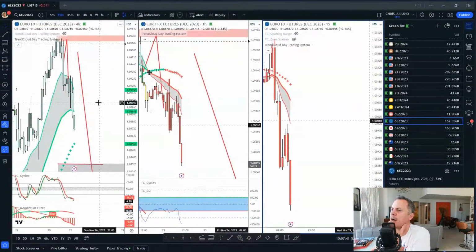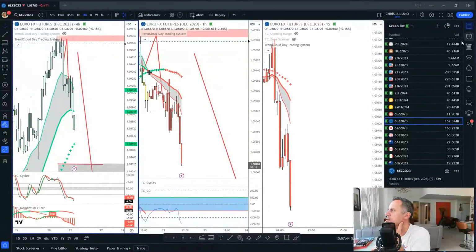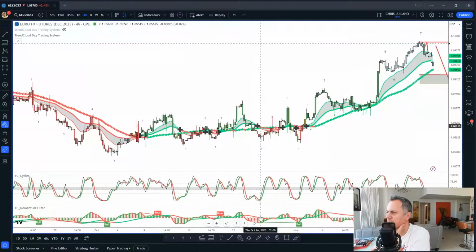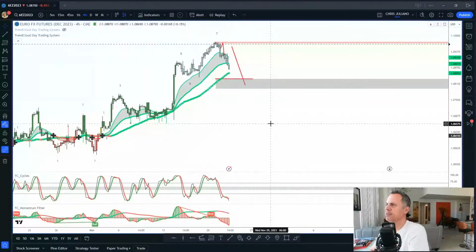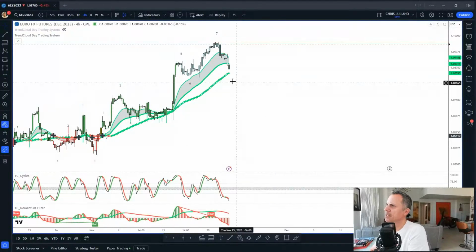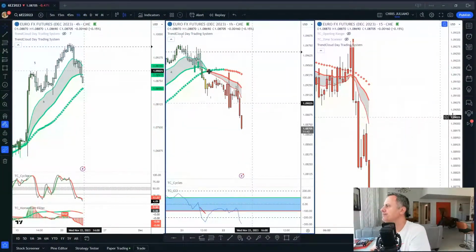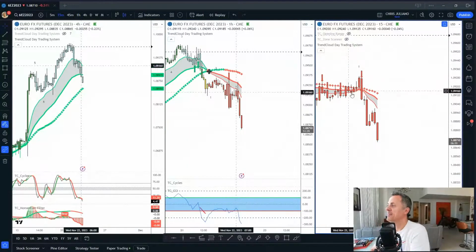Go to the euro. Aha. Wow. Okay. What do we got going on with the euro? Extended trend, pulling back. We wanted to recalculate somewhere down here. Cycling down, momentum is down. Can we get in on this downward run? Got that signal right there.